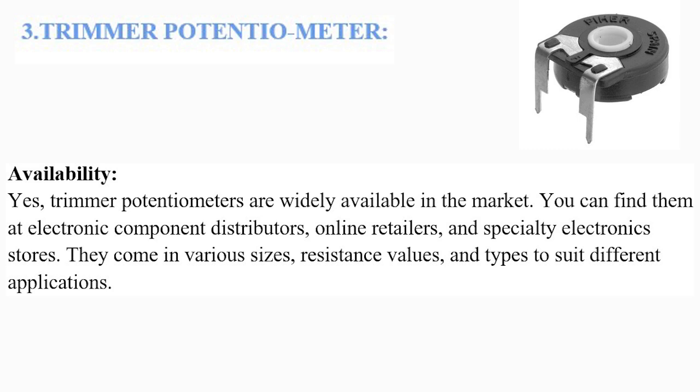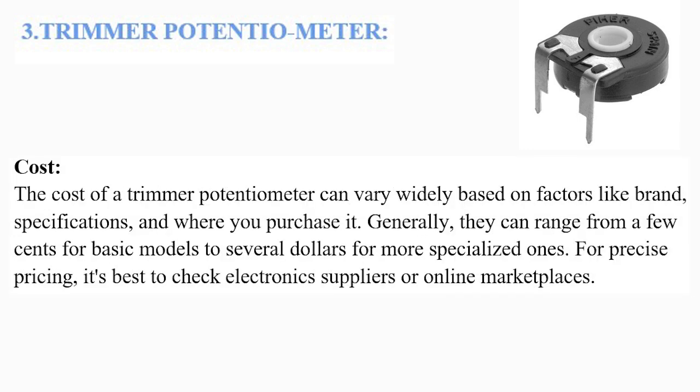Trimmer potentiometers are widely available in the market. You can find them easily at any online retailer, especially electronic stores or component distributors. They come in various sizes with different resistance values and types to suit different applications. They are very pocket friendly. The cost of a trimmer potentiometer varies from a few dollars to a few cents, based on what you need. For pricing, it is best to check electronic supply stores or online marketplaces.